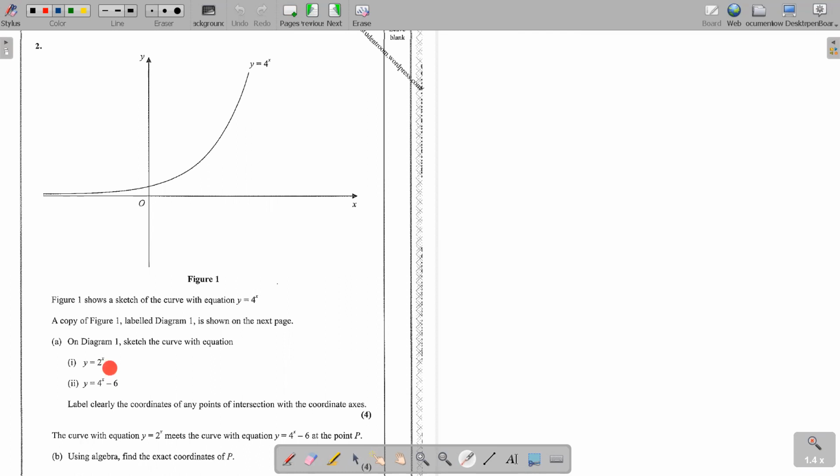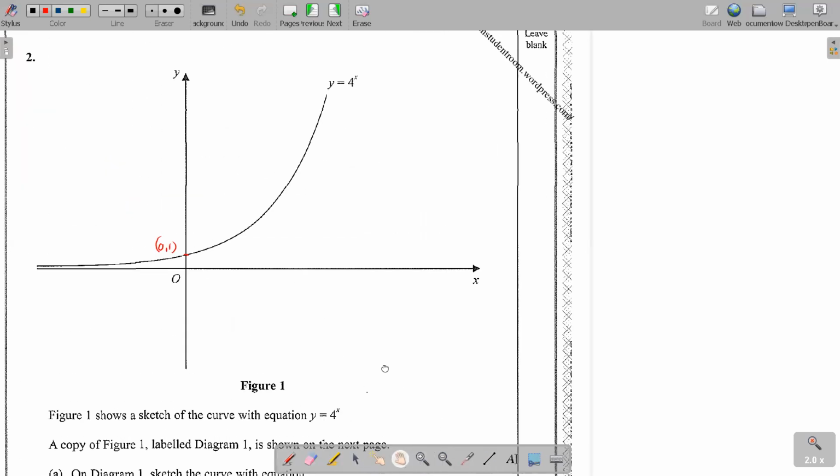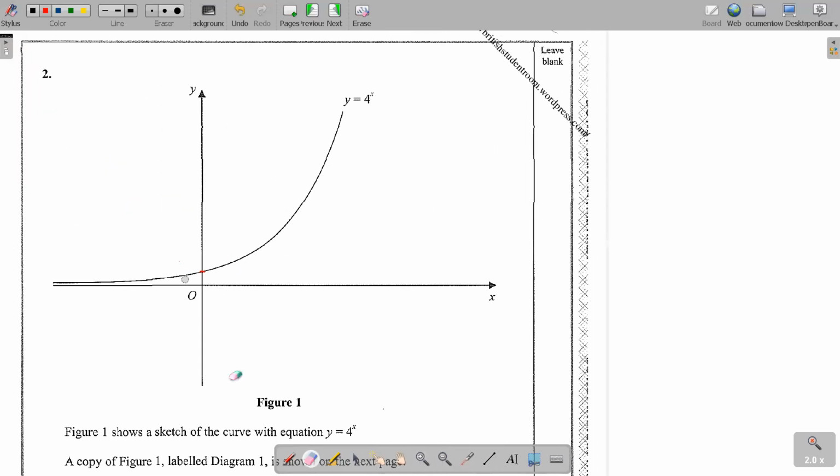When you're drawing 2 to the power x, you need to have some experience here. These are exponential graphs. The place where these graphs cut the y-axis is always at 0, 1, isn't it? It cuts the y-axis at 0, 1. And also you have the x-axis, the y equals 0 line, as an asymptote. So these are the two main properties in exponential graphs, 4 to the power x, 2 to the power x, or rather a to the power x type of graphs.